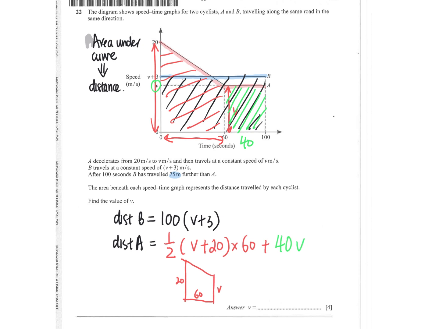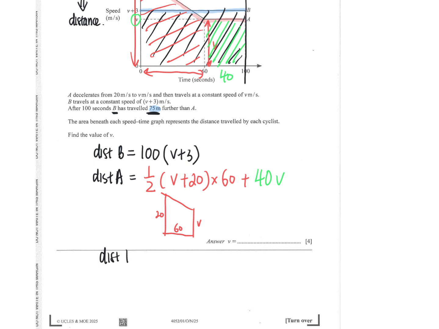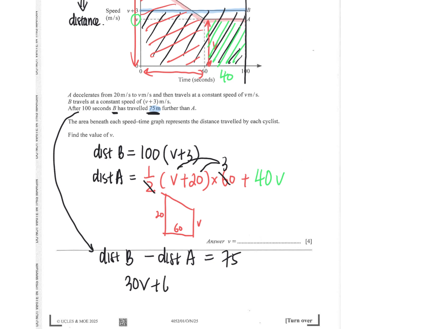So the total distance between these two, right? What they mention is that after this 100 seconds, at this juncture, the distance traveled by B is 75 meters further than A. So that means if I use distance B to subtract distance A, the distance difference is 75. So this is what they are telling you. So I go and calculate this one. This one is 30, so 30V plus 600 plus 40V minus my 100V plus 3 is 75.